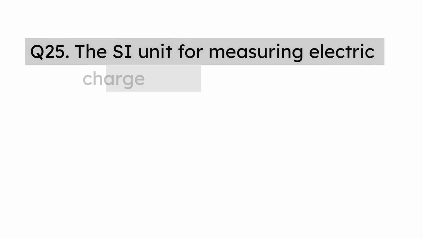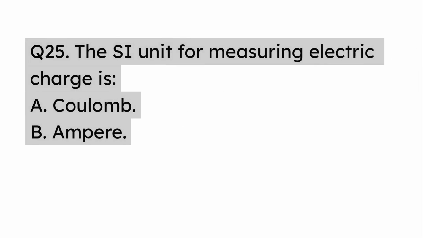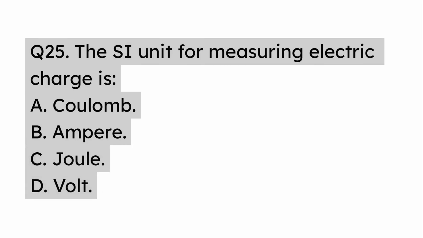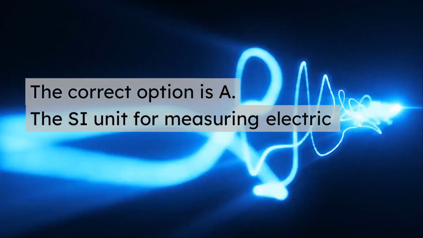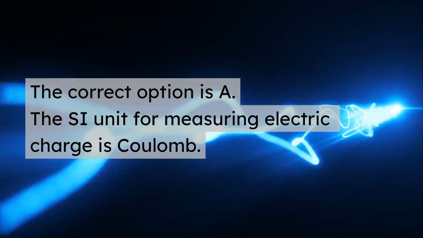Q25. The SI unit for measuring electric charge is A. Coulomb. B. Ampere. C. Joule. D. Volt. The correct option is A. The SI unit for measuring electric charge is Coulomb.